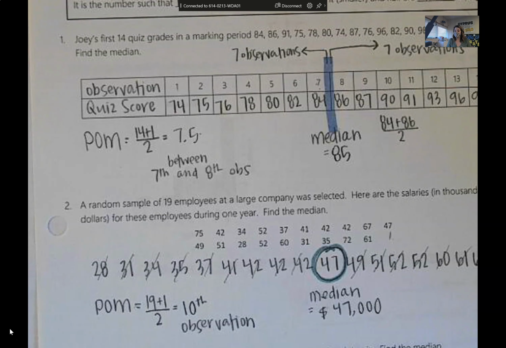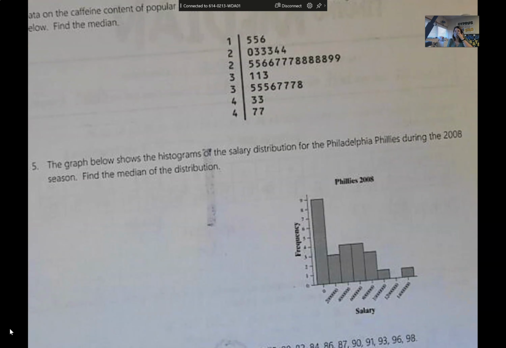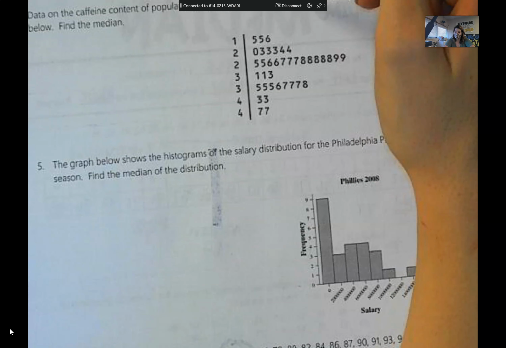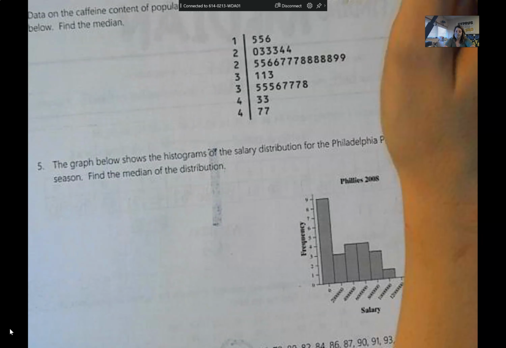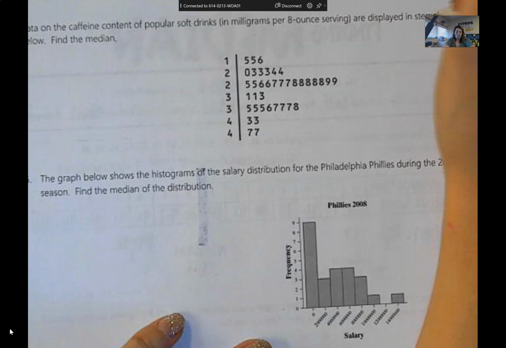Okay, so now we know how to do a data set and a dot plot. The next one is this stem and leaf plot. Data on the caffeine content of popular soft drinks in milligrams per 8-ounce serving are displayed in the stem plot. Find the median. What important piece of information are we missing?